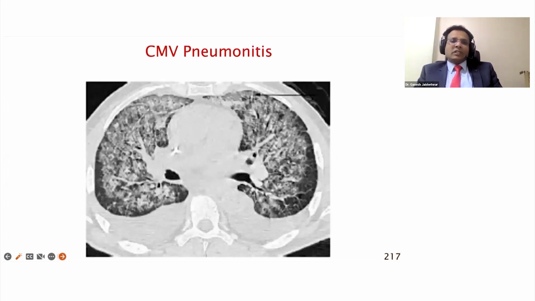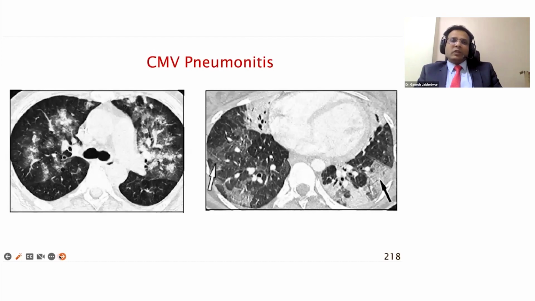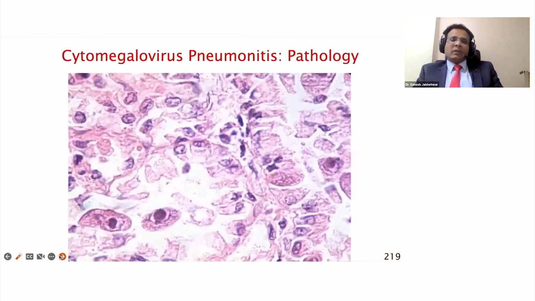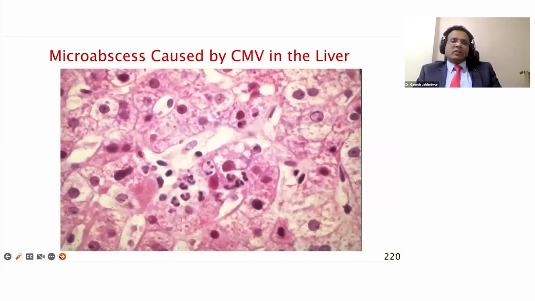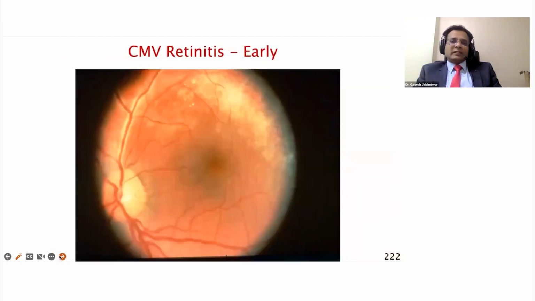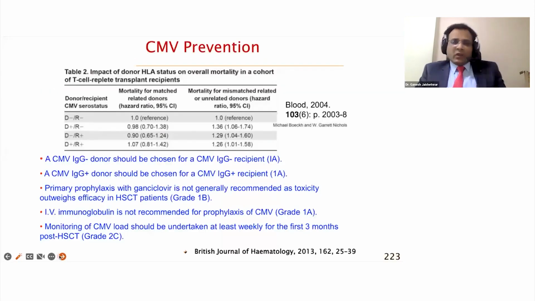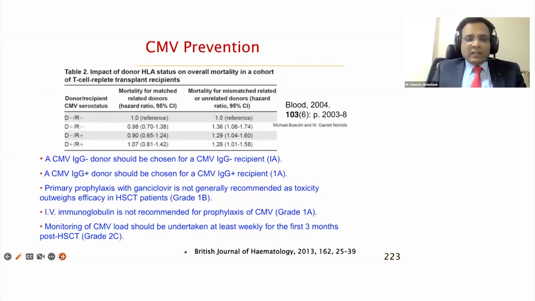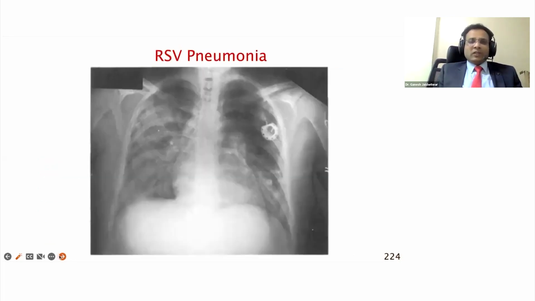Again, the CT picture of CMV pneumonitis, and this is the lung biopsy depicting the cytomegalovirus in the lung tissue. Microabscess caused by CMV in the liver, and CMV colitis, CMV retinitis. So because of these lethal infections carrying higher mortality and morbidity, there are guidelines established for the prevention as well as preemptive therapy of these infections.